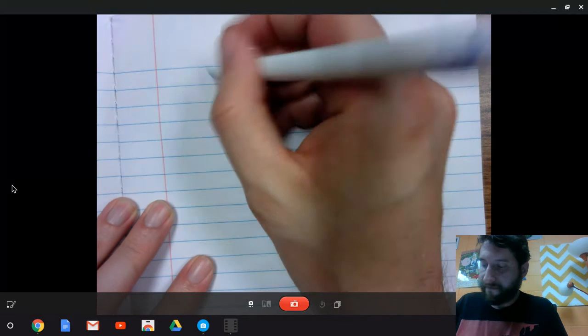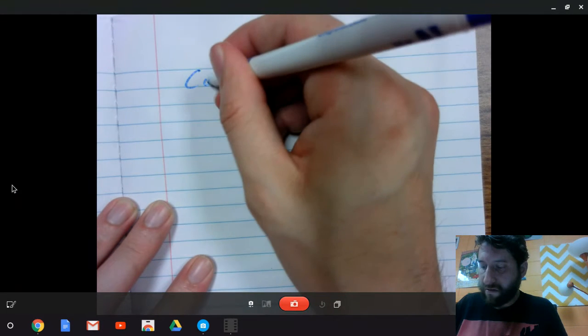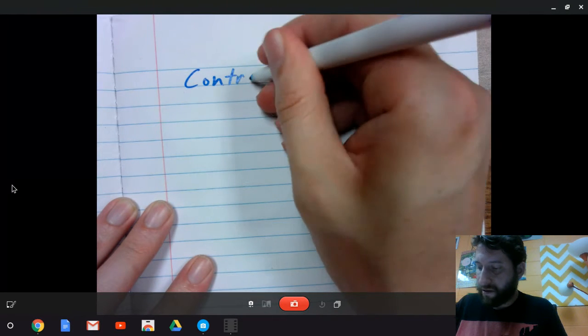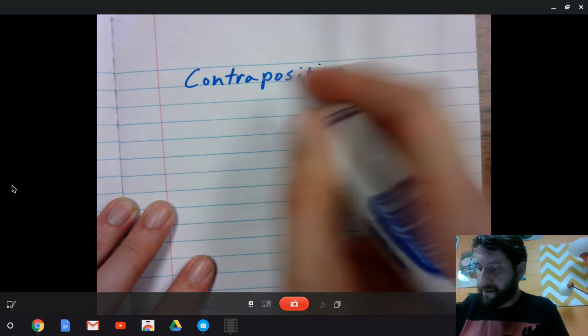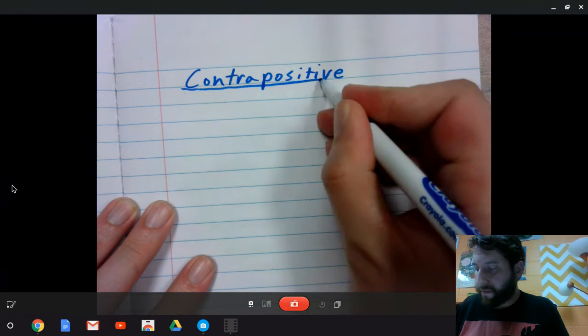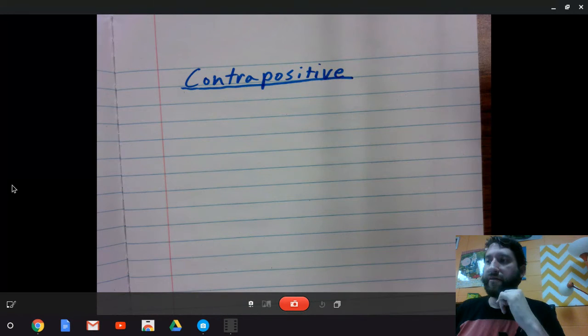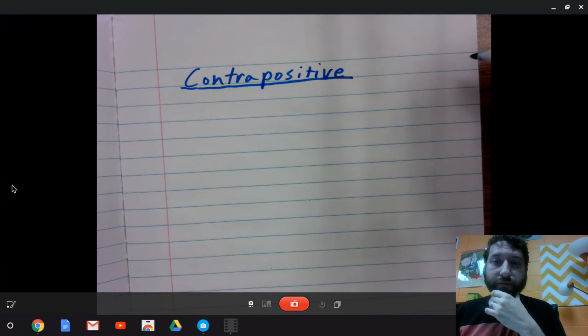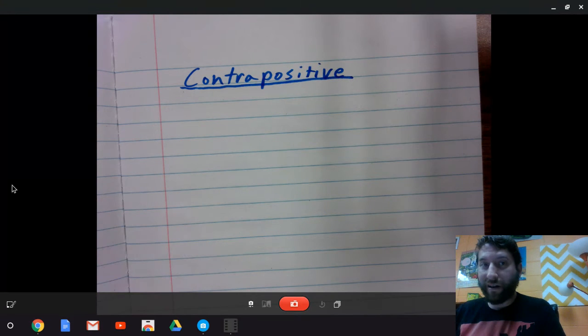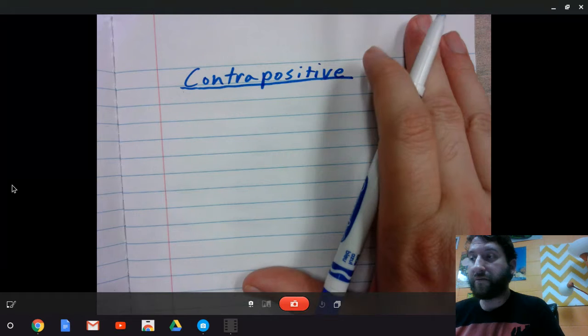All right. Now let's see here. Contrapositive. Let's see. Contrapositive. Gotta love the contrapositive. And I love the contrapositive because this is actually logically equivalent to the conditional. So a conditional is logically equivalent to the contrapositive.